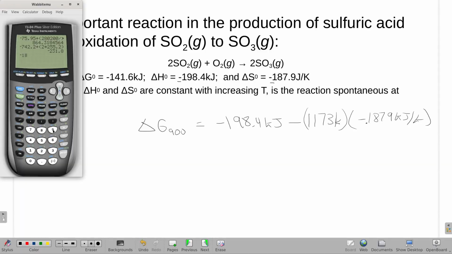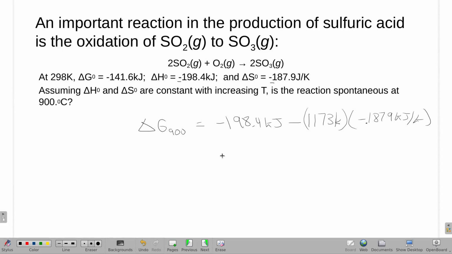So negative 198.4 minus 1173 times negative 0.1879, and close those parentheses, and we get a positive value of 22 kilojoules. Because it's positive, that tells us it's no longer spontaneous. So the answer to this question is no, it's no longer spontaneous.